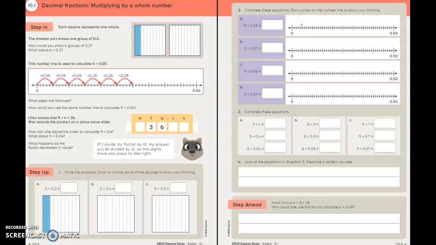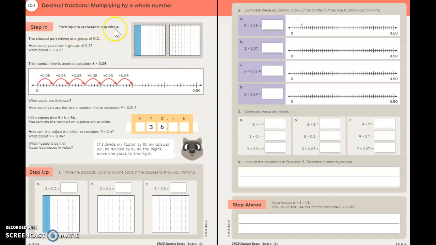Okay guys, we're going to change up the pace a little bit and jump back into your math journal starting with lesson 10.1. This is dealing with decimal fractions, multiplying by a whole number. So we're going to start right here where it says step in.